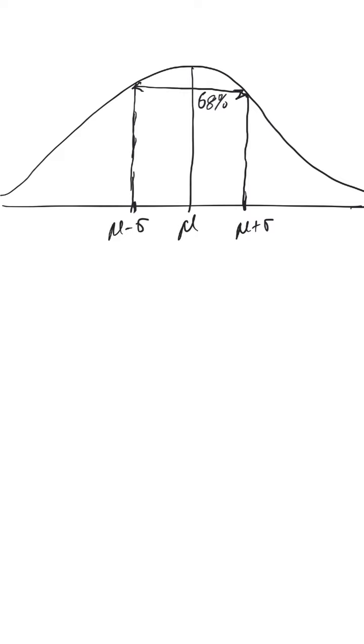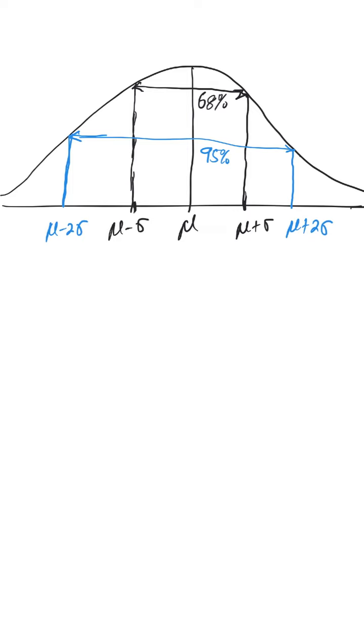Then about 95% is within 2 standard deviations of the mean. Let me change the color and use blue. Here is mu minus twice the standard deviation, and this is mu plus twice the standard deviation. This is twice the standard deviation. So the area swept is about 95%. I'll explain this more.